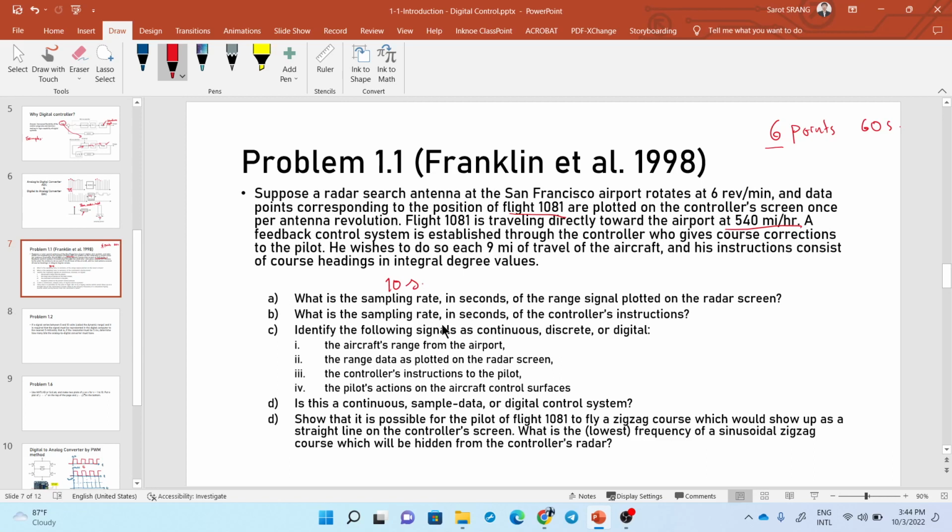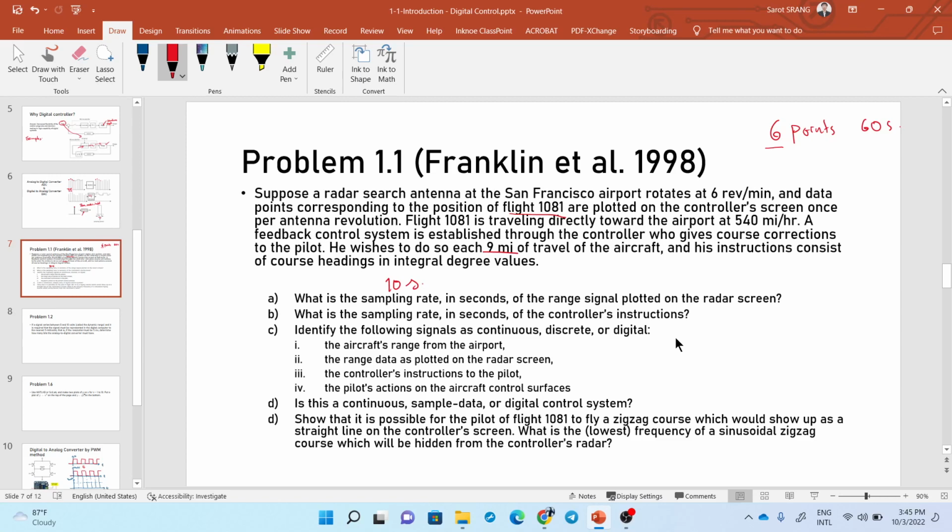What is the sampling rate in seconds of the controller's instructions? You know that the flight is traveling at the speed of 540 miles per hour. A feedback control system is established through the controller who gives course correction to the pilot. He wishes to do so each 9 miles of travel of the aircraft, so every 9 miles he needs to send a signal back to the aircraft to correct the heading.